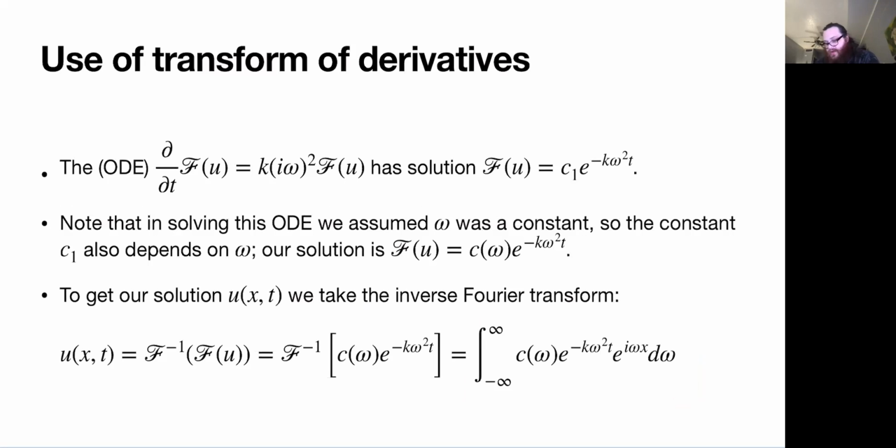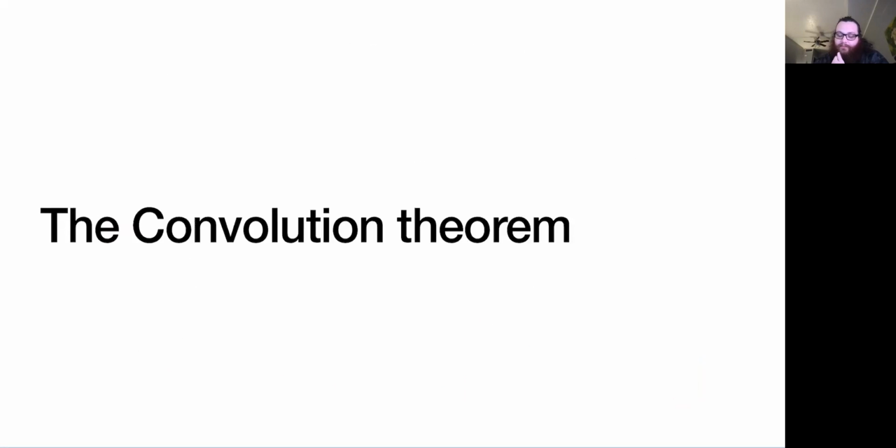Let's see. The observation here is that when we took this inverse Fourier transform, in a sense we were taking the inverse Fourier transform of the product of two functions. So what we'd like to say in general is, what is the inverse Fourier transform of a product of two functions? We'll see that this shows up enough that it's worth talking about. It goes by the name of the convolution theorem. Think of it as a technique to use.